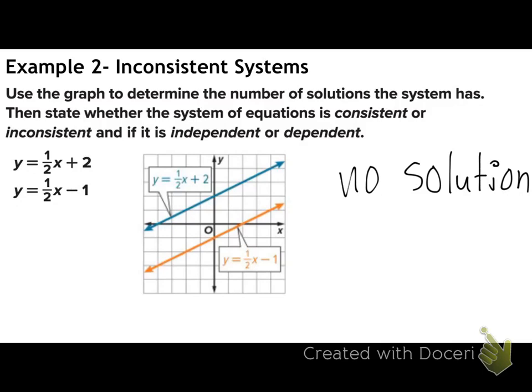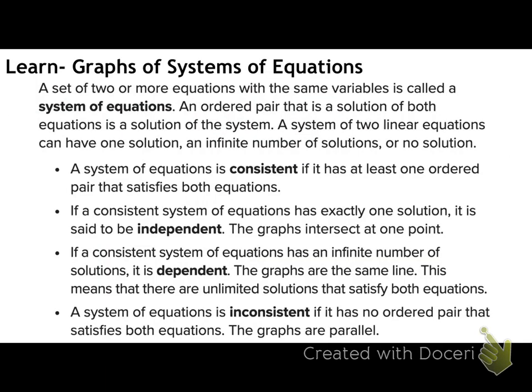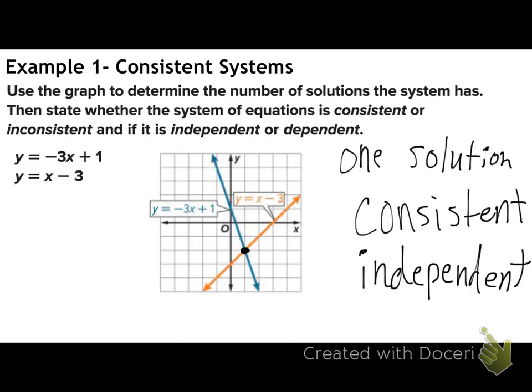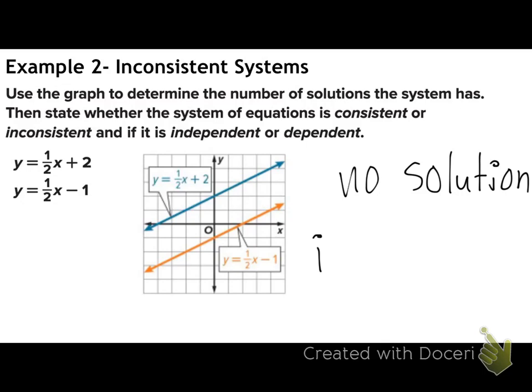State whether the system of equations is consistent or inconsistent. Which one is it? Inconsistent, because it has no ordered pair that will satisfy both equations. The graphs are parallel. It is inconsistent. If it's inconsistent, can it be independent or dependent? Nope. So I'll just leave it at that. Questions, comments, concerns on examples 1 or 2? No. Okay.